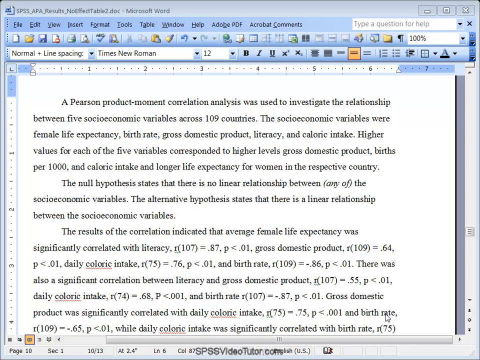A Pearson product moment correlation analysis was used to investigate the relationship between 5 socioeconomic variables across 109 countries. The next thing you do is describe the variables in detail. The socioeconomic variables were female life expectancy, birth rate, gross domestic product, literacy, and caloric intake. Higher values for each of the 5 variables corresponded to higher levels of gross domestic product, birth rate per 1,000, and caloric intake.